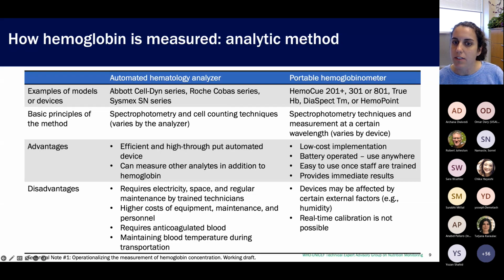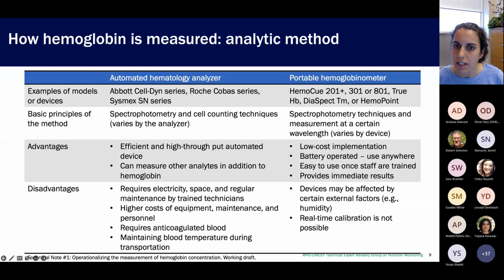Some disadvantages of the automated hematology analyzer are that it requires electricity, space, and regular maintenance by trained technicians. It's higher cost than the portable hemoglobinometers. So just as a quick comparison, the cost of a HemaQ might be around $1,000. You need cuvettes and lancets for each measurement, whereas a hematology analyzer typically ranges between $5,000 and $10,000 US.